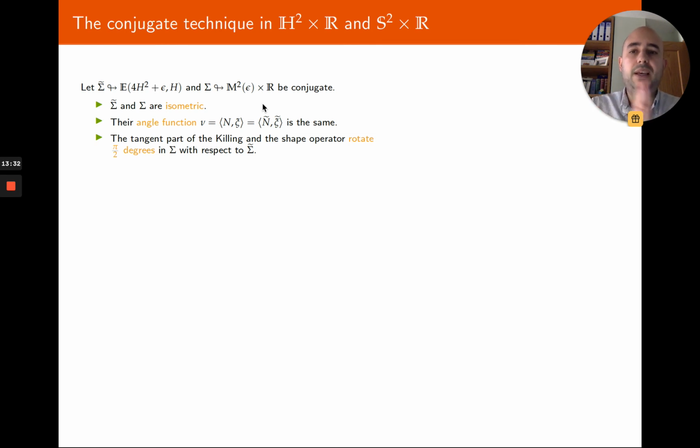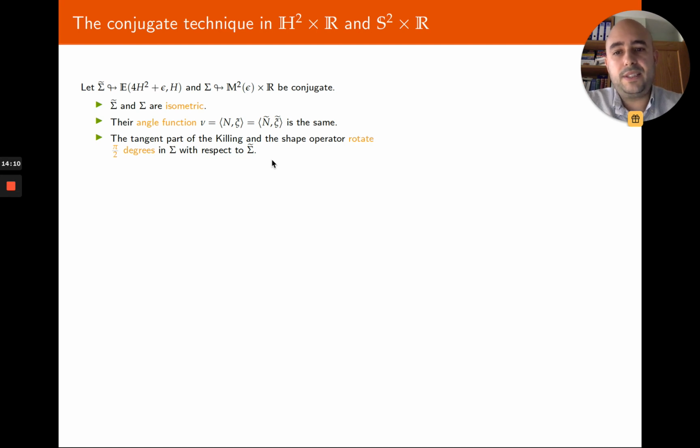One is minimal, the other one has constant mean curvature, and their angle function, which is the cosine of the angle that the normal vector field makes with respect to the vertical Killing direction, is the same at corresponding points of both surfaces. Also, in computations, it's sometimes useful to use that the tangent part of the Killing vector field and also the shape operator rotate 90 degrees in sigma with respect to sigma tilde.